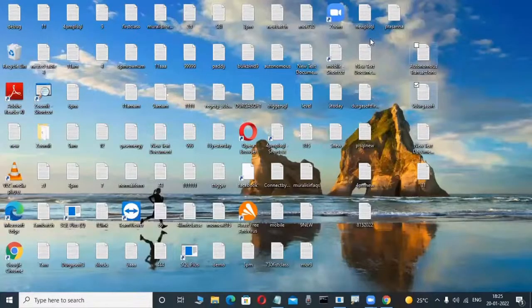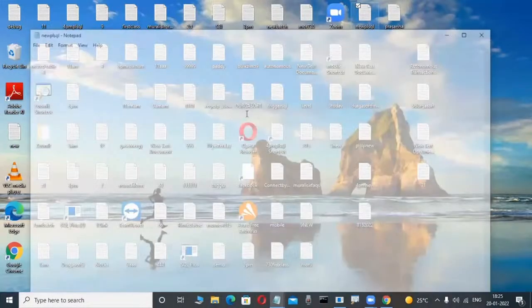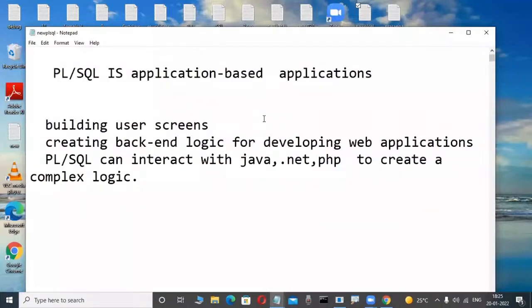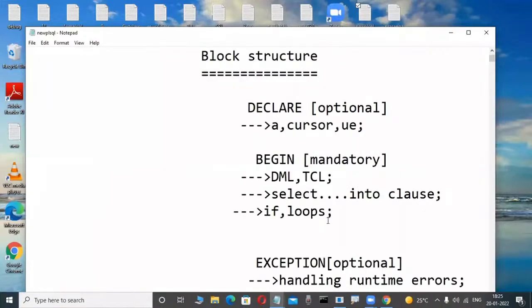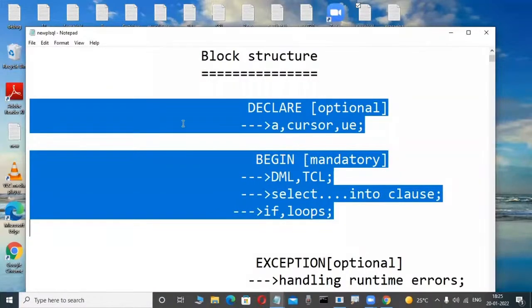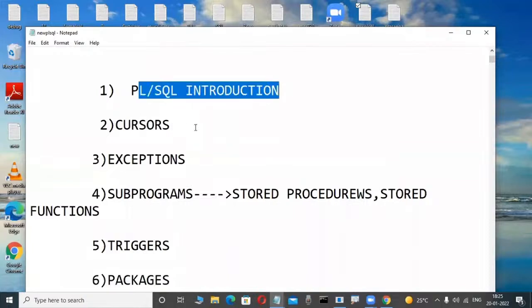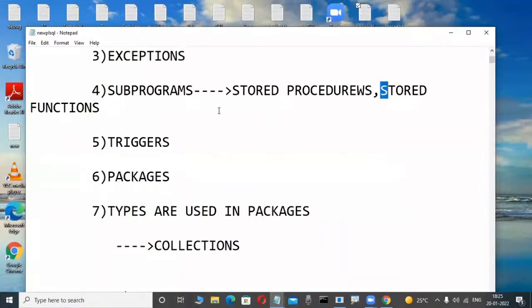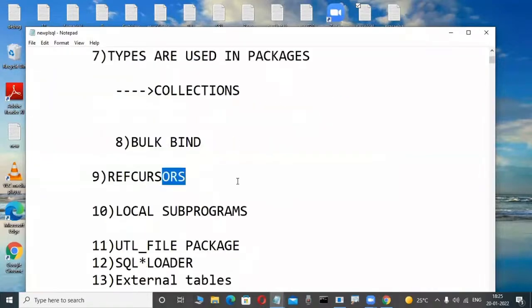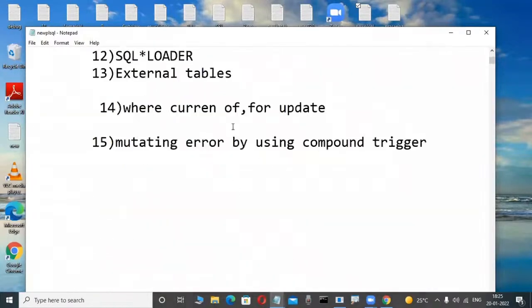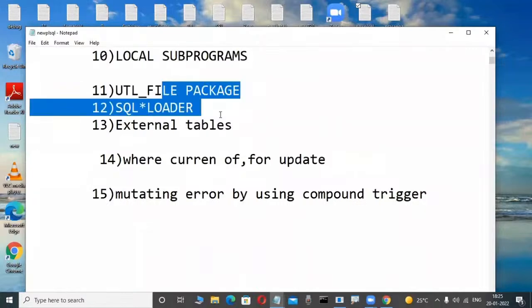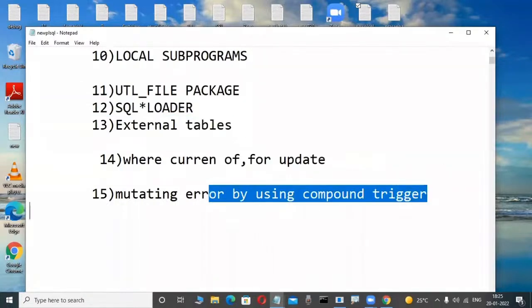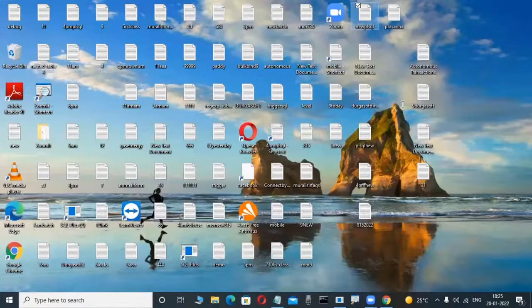Again, PL/SQL means some little bit of coding is there. Don't be afraid. This is PL/SQL. And now PL/SQL means you are writing a little bit of coding here. In PL/SQL there are cursors, exceptions, stored procedures, stored functions, triggers, packages, types, collections, bulk bind, ref cursors, local subprograms, UTL_FILE packages, SQL Loader, external tables, so many things like this. So much syllabus is there.